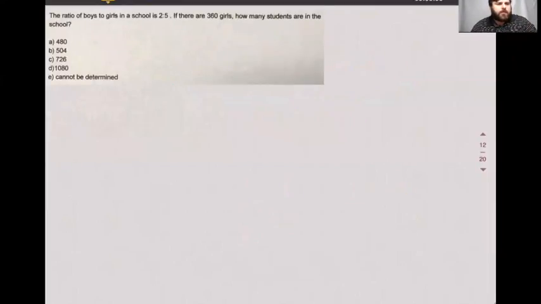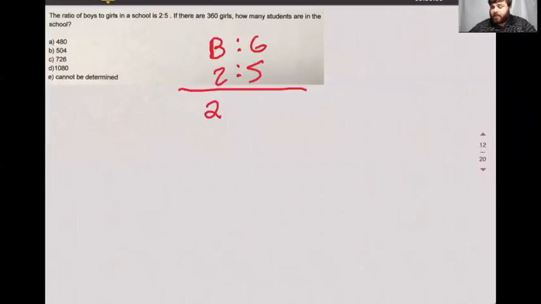All right, the ratio of boys to girls in a school is 2 to 5. If there are 360 girls, how many students are there in the school? All right, so the ratio is 2 to 5. Does that mean there's 2 students that are boys and 5 students that are girls? It could be. If the ratio of boys to girls is 2 to 5, it's possible that there really are 2 boys and 5 girls.